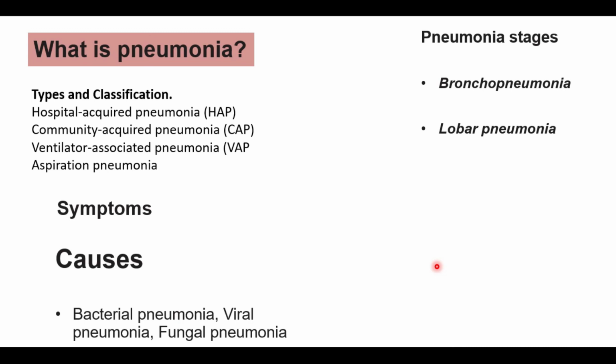Then comes fungal pneumonia, the third type. Fungi from soil or bird droppings can cause pneumonia. They most often cause pneumonia in people with a weakened immune system. Examples of the fungi that can cause pneumonia include Pneumocystis jirovecii. You can write down these fungus names: Pneumocystis jirovecii, Cryptococcus species, and Histoplasma species.